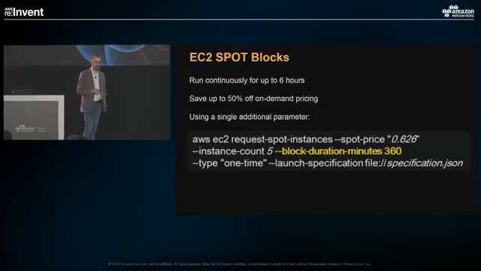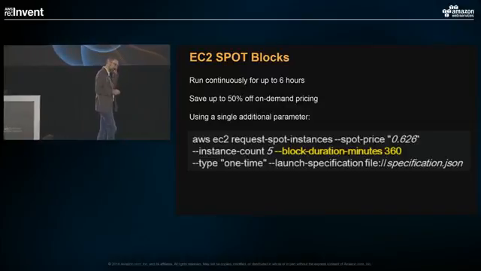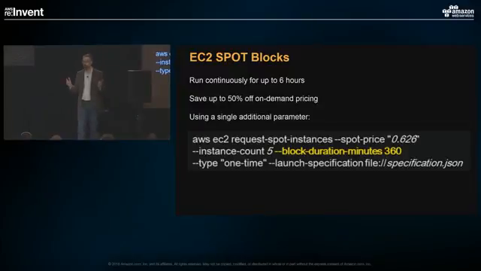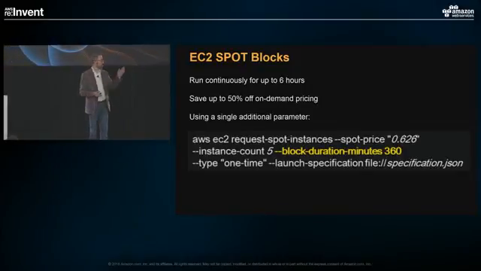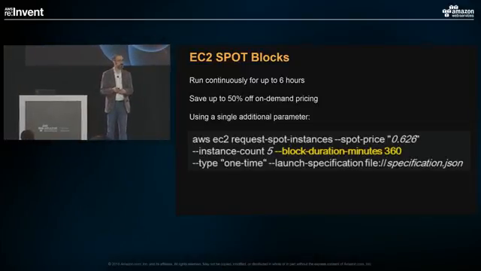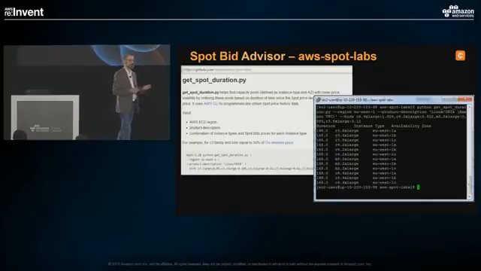What else can we do to help with these spot pricing or bidding strategies? Well, let's say you have a job that you want to run for a longer period of time, but you don't need to run it for days. Spot blocks will allow you to specify a 2 to 6 hour block of time at 50% of the on-demand price. And if you're doing this through automation, it's just a single additional parameter for the command line interface. So that's a good way to save some money, potentially, if you have a short 6 hour or less job. If you want to run longer than that, then we've got some other tools.